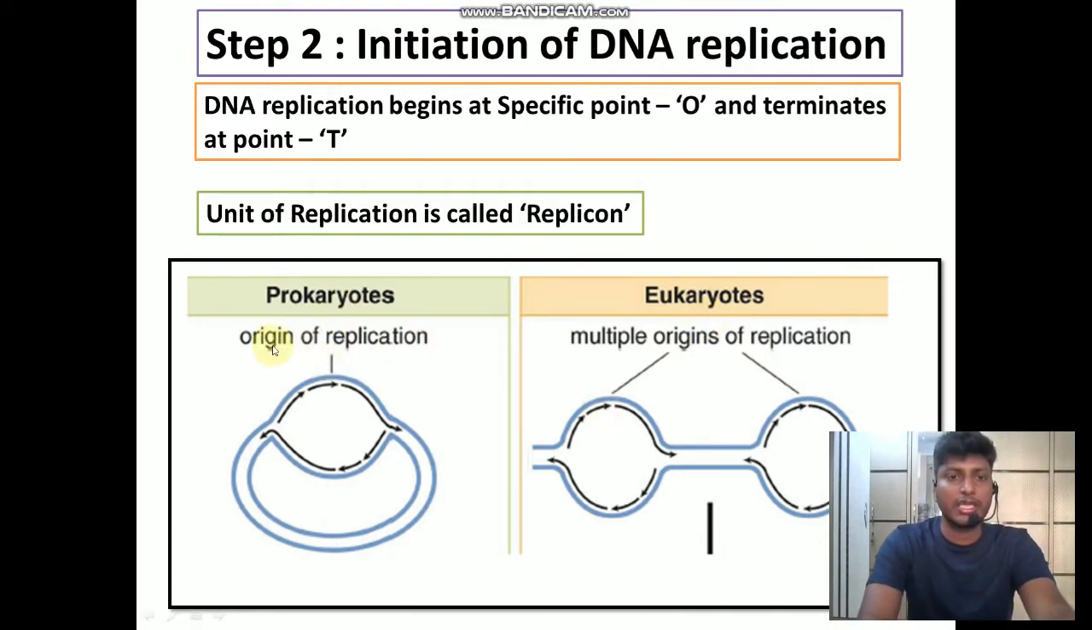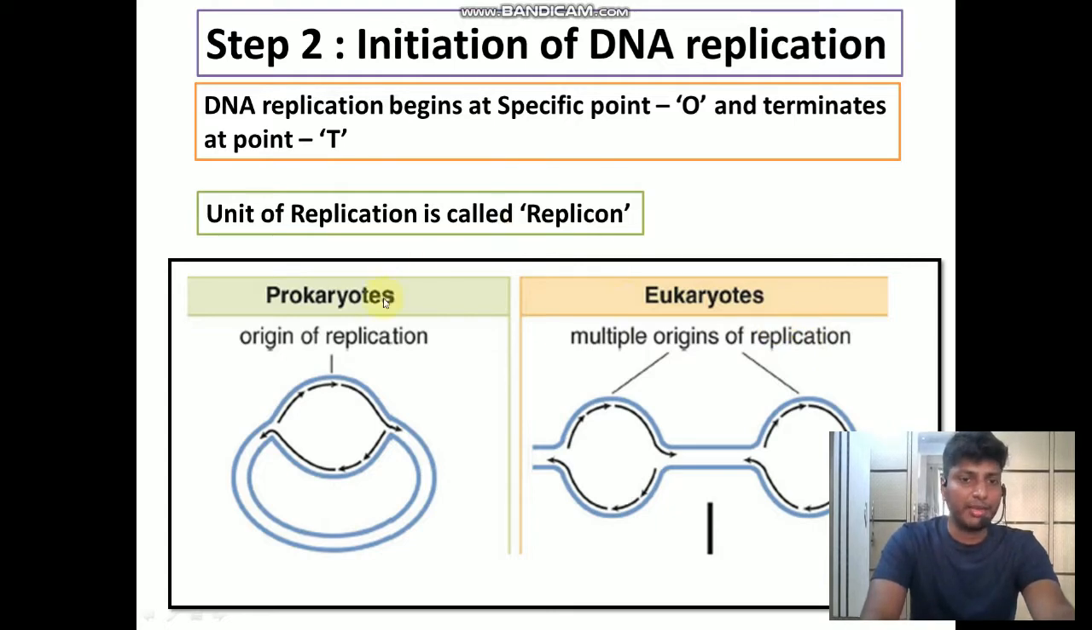As you can see on the screen, in prokaryote there is only a single point where in this entire DNA, as you can see, this is a circular DNA in case of prokaryotes. So there is a single point of origin of replication. There is only a single point. But in eukaryotic DNA, there are many points where actually the DNA will start the replication, and that's why it is said that it has got multiple origins of replication.